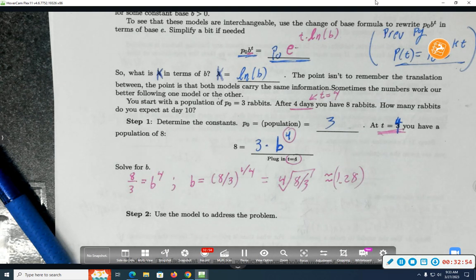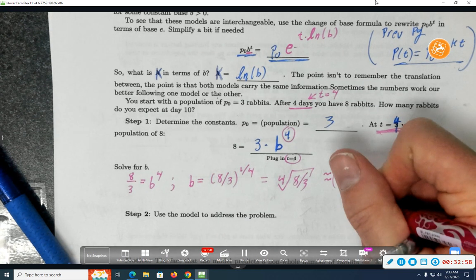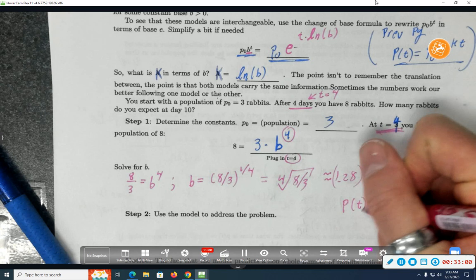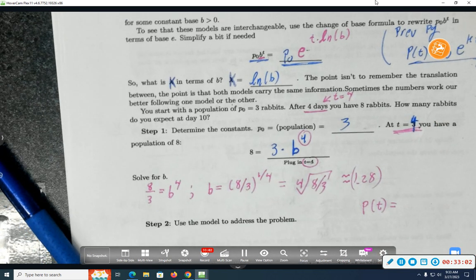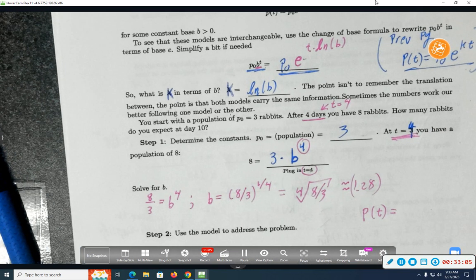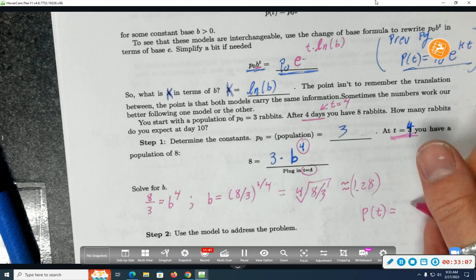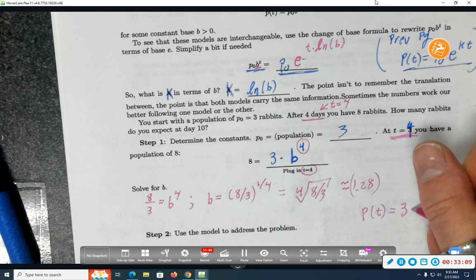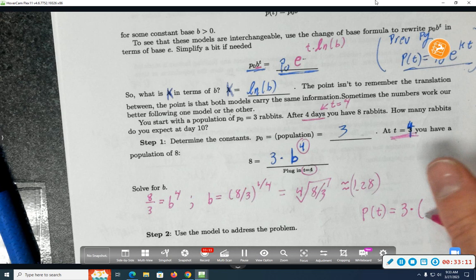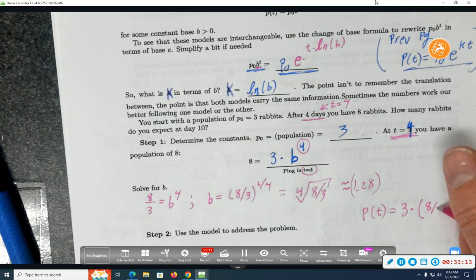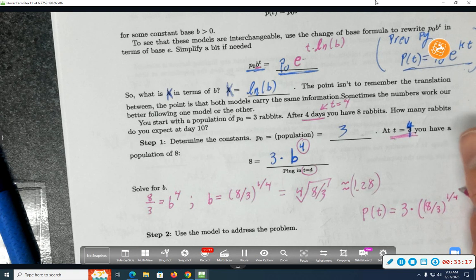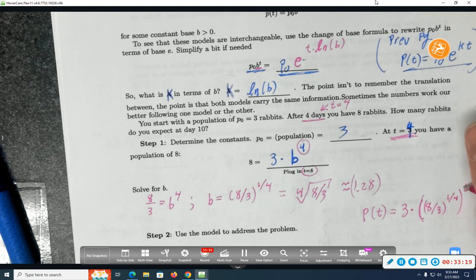All right, so now that we have the choice of b, we have all of the parameters in the problem. This model now says this population is modeled. If you measure time in hours and population in individuals, population at any time will be the initial population, 3, times b, a thing that I know, (8/3)^(1/4), raised to the power t.